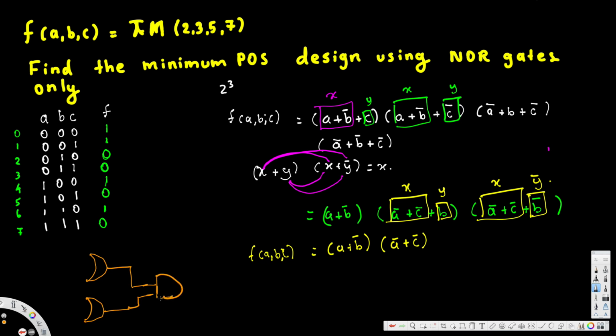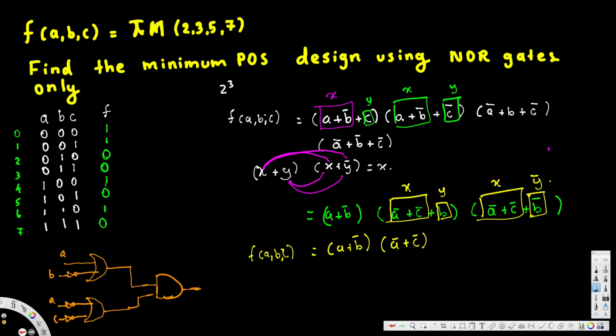Okay, so this is the result. In the OR gate, we have first A, and then B bar. B bar means we have a NOT gate connected to B, and the second one is A bar C bar: A connected to a NOT gate, and C also connected to a NOT gate. These two are going right here, and that's going to be the final result.